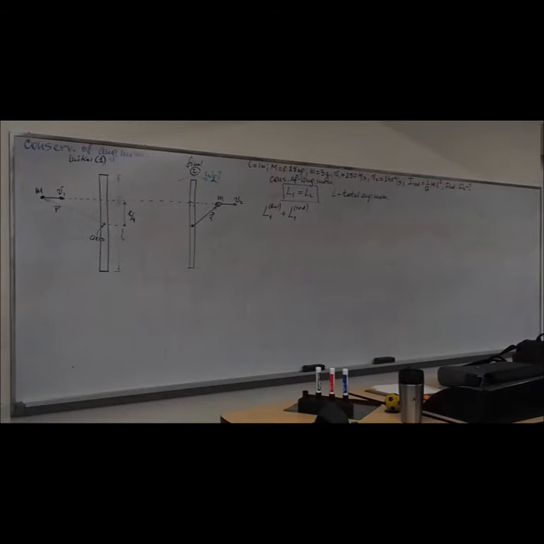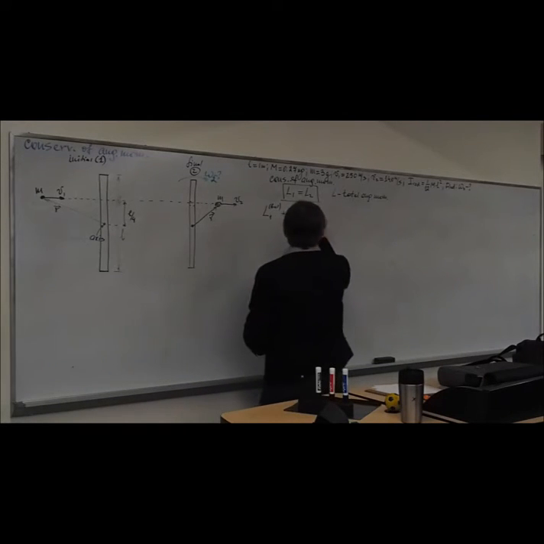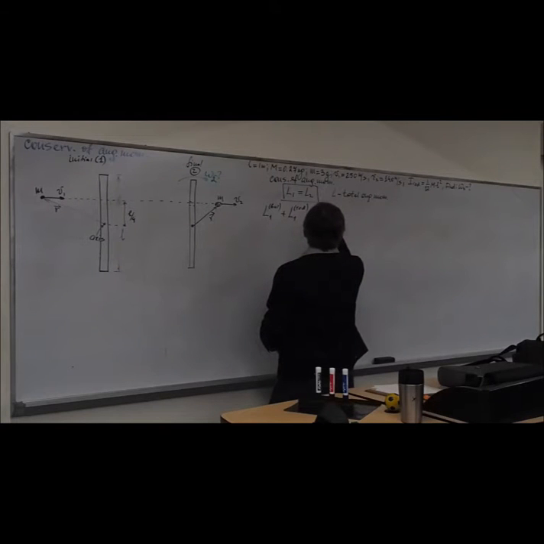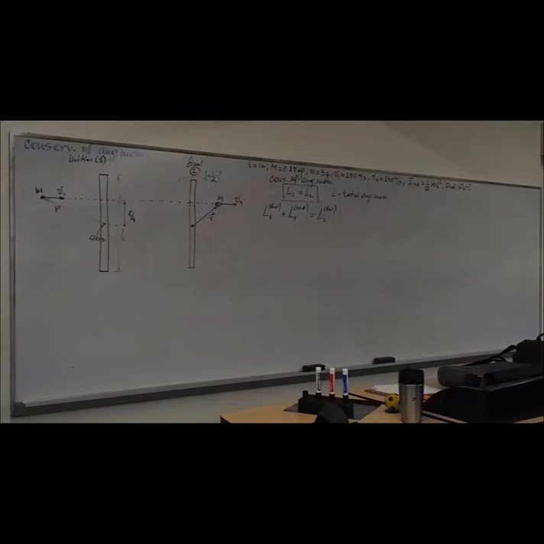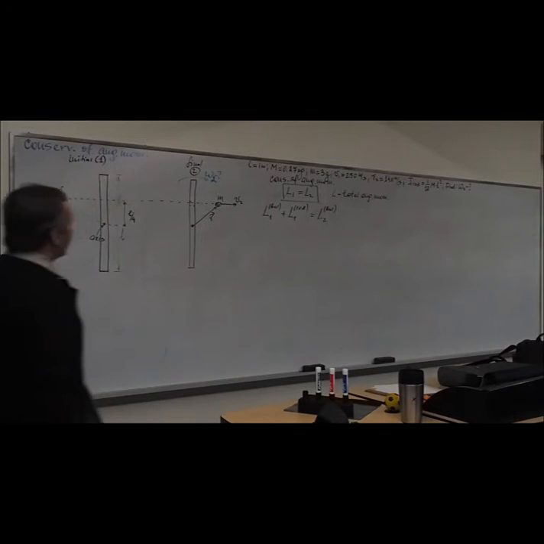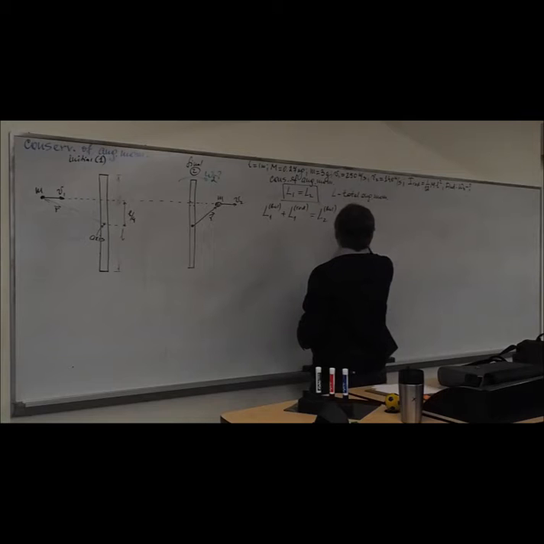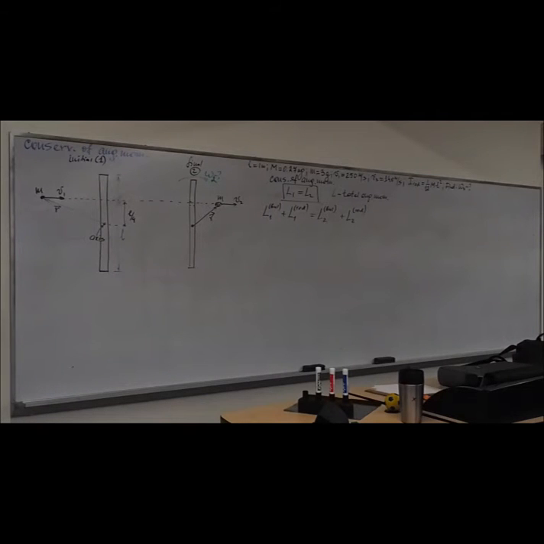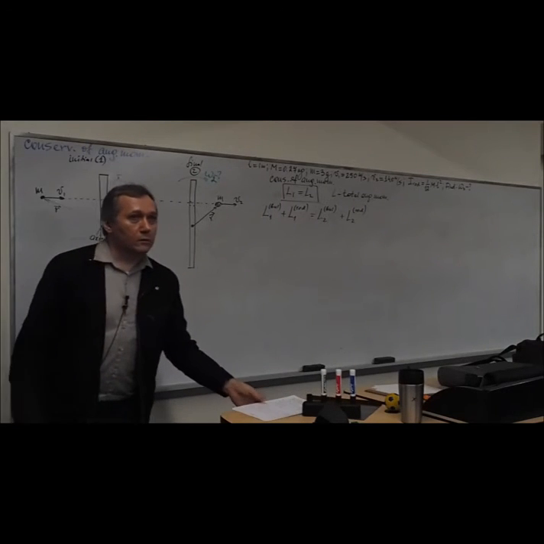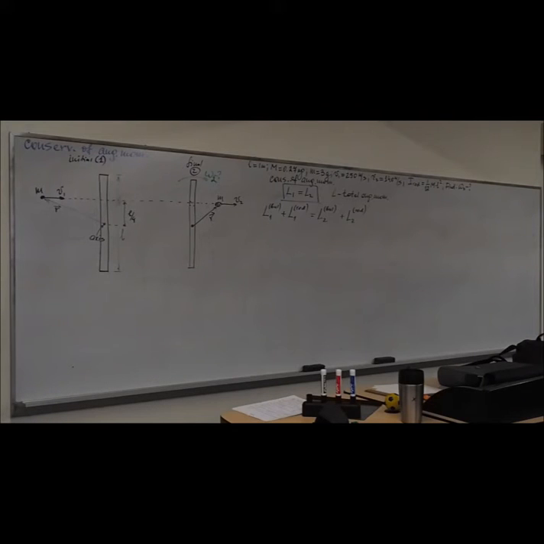I'm just writing down everything which is possible. Then angular momentum of the bullet after the collision, again BUL stands for bullet, and angular momentum of the rod after the impact. We have a point mass, the bullet, and we have a rigid object. So we have to use this formula and this formula at the same time, right?